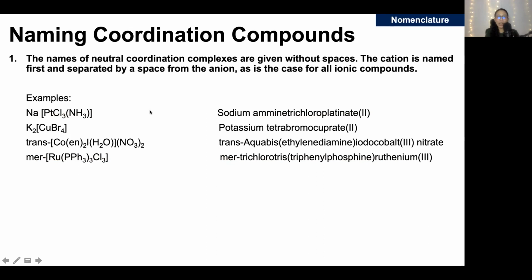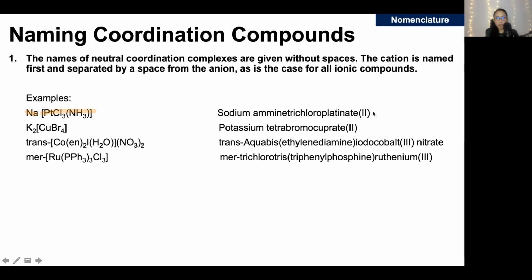Yes, it's dizzying. But with practice, you will be able to name your coordination compounds in a breeze. Just keep on practicing. So first, we see here, this is a compound composed of a cation, which is sodium, and an anion, which is a complex. So you have a cation and a complex anion. So just like how you name your ionic compounds, you start with your cation. So the name starts with sodium, space, the name of your complex. So the name of the complex doesn't have any spaces in it.